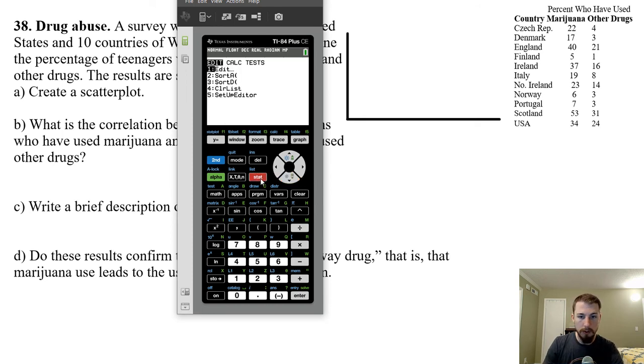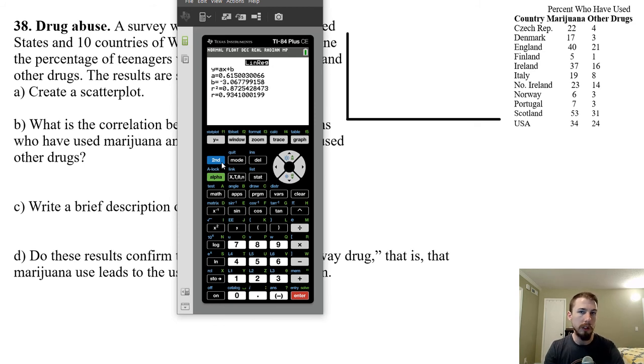So we're going to go to stat and calculate a linear regression. That was not what I was trying to do. Let's try that again. So stat, calculate, fourth option, linear regression. We're going to go from 3 to 4. All right, I'm not going to store the regression equation because we don't need that yet, but we will do that next. All right, so it's 0.93.